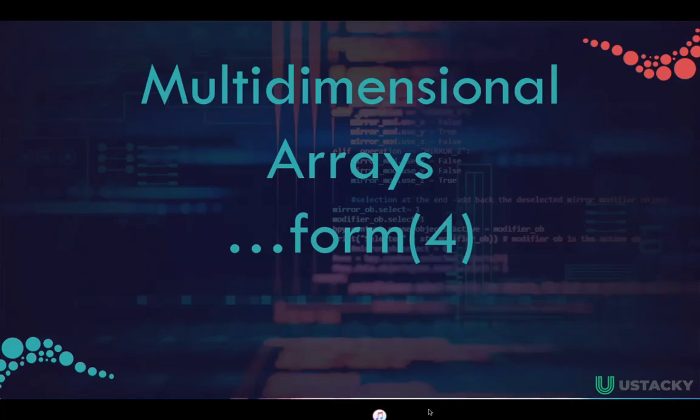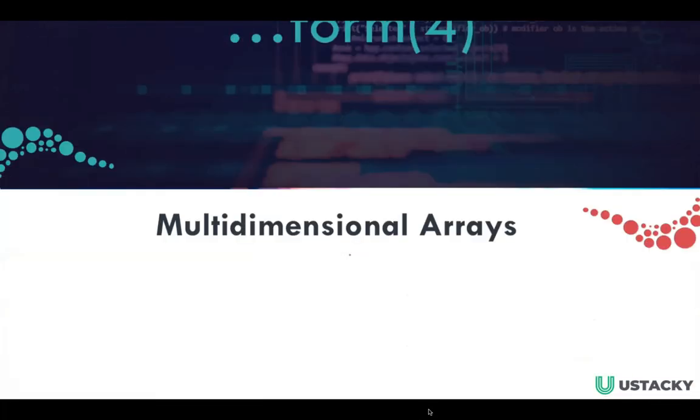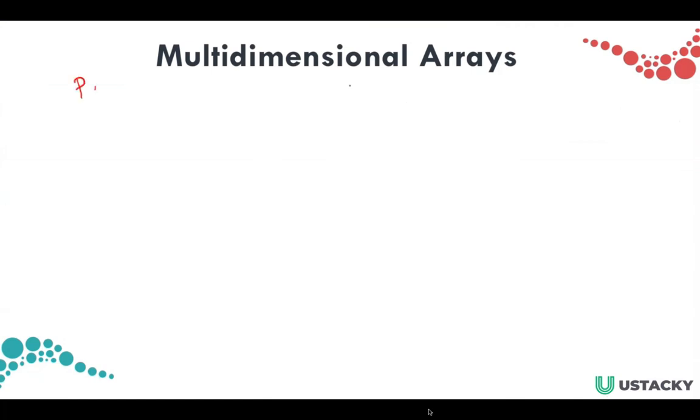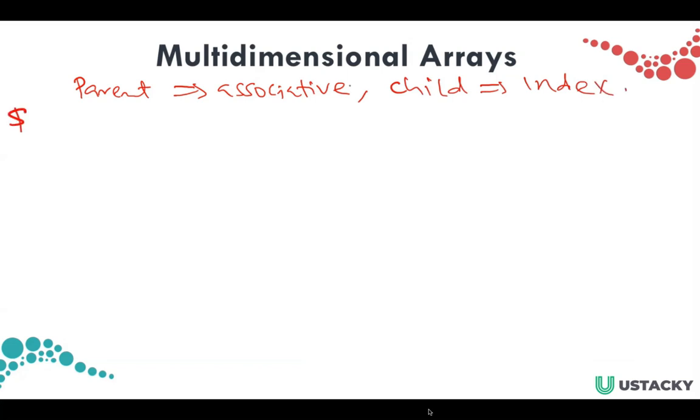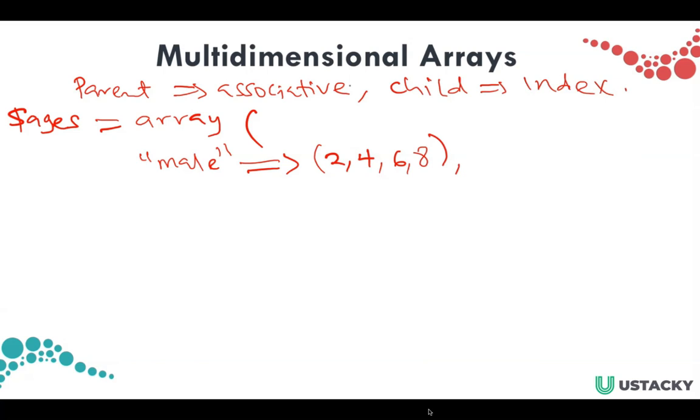In this tutorial, I'll be talking about form 4 of multidimensional array. In this case, we have the parent to be an associative array, and the child to be an index array. For example, if you have $ages, which is same thing as an array of, so maybe you have this to be male, and this is pointing to an index array. 2, 4, 6, 8. So you also have another one which is female, and the value here also is an index array. So you have something like this.